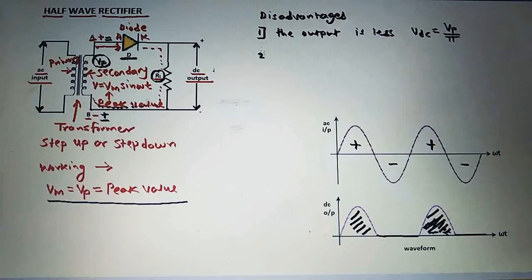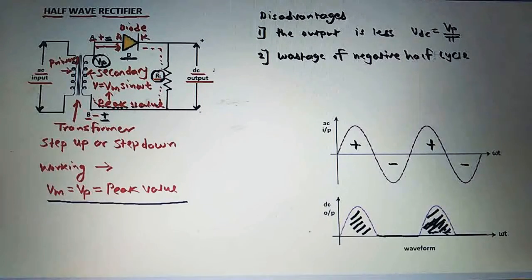The second disadvantage of half wave rectifier is there is a wastage of the negative half cycle. There is a wastage of the negative half cycle. So this is the second disadvantage of half wave rectifier.